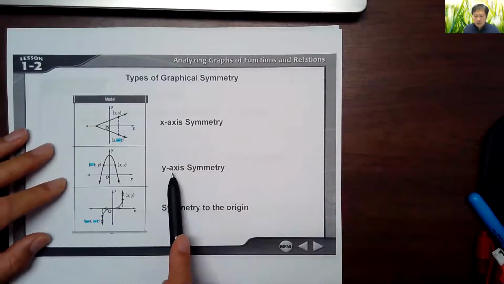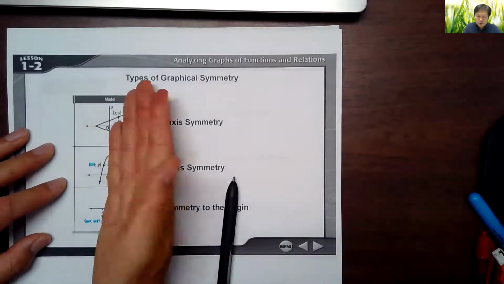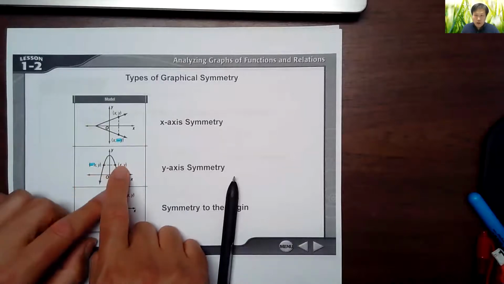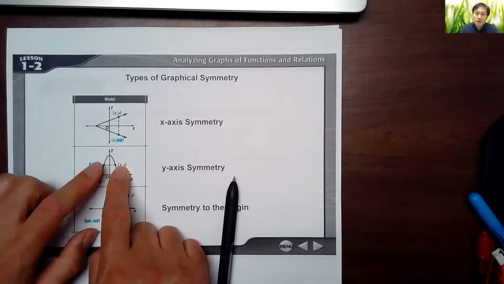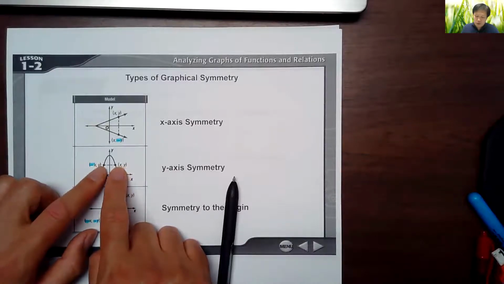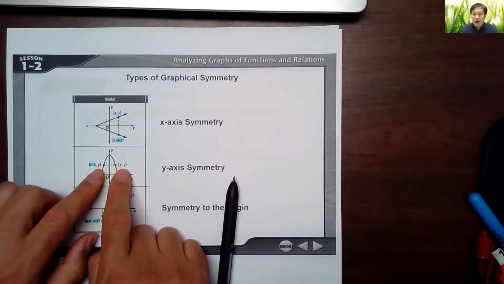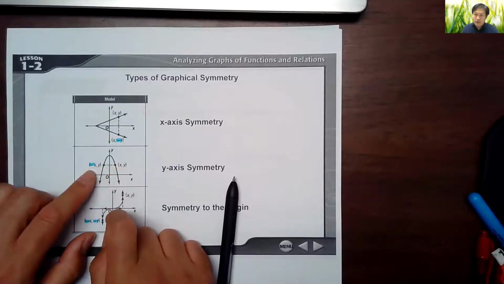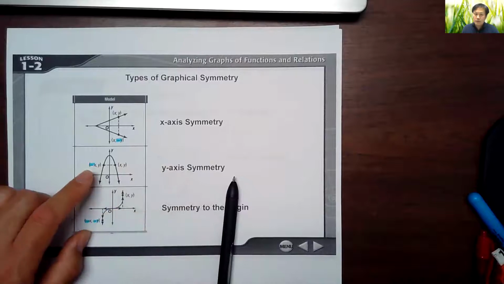By the same logic, for y-axis symmetry, any point on the right side of the y-axis has to have a matching point on the other side. What does that mean? The y value is the same, and the x value will have a different sign. If there's a +3 for x, there should be a -3 for x for the same value of y.